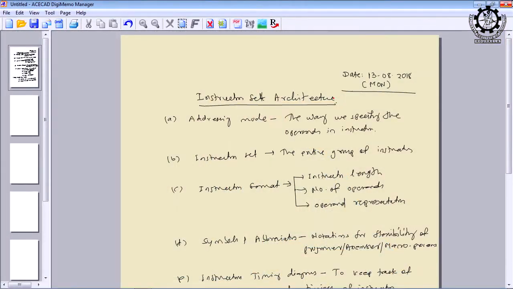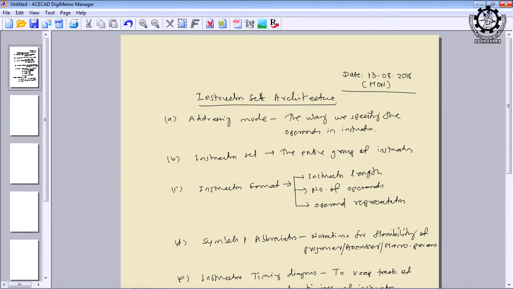So, number one is the addressing mode. Second is the instruction set, third is instruction format, fourth is symbols and abbreviations, and fifth is instruction timing diagrams, right. So, these are the 5 attributes of the instruction set architecture, and that is true for each and every microprocessor we will deal with. Not only Intel series of microprocessors, they are also applicable to Motorola series, Zilog series, Texas Instruments, IBM 360. Likewise, there are a number of microprocessors, I think more than 200 types exist today in the market, right.